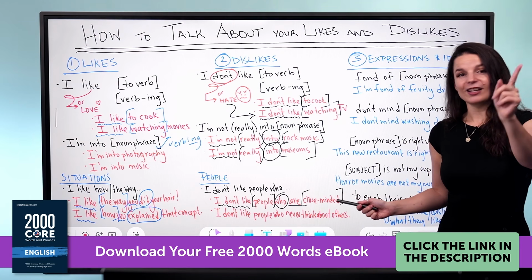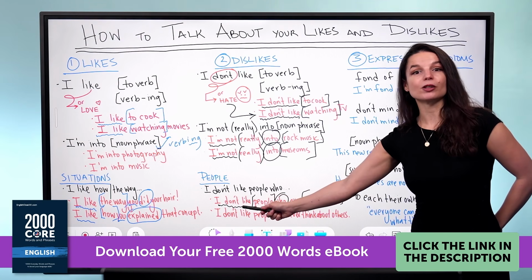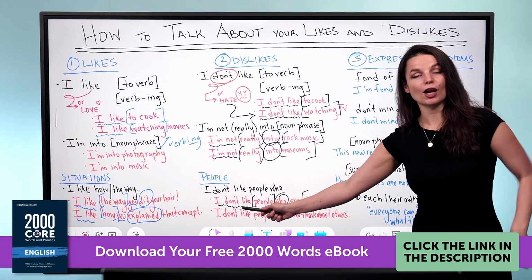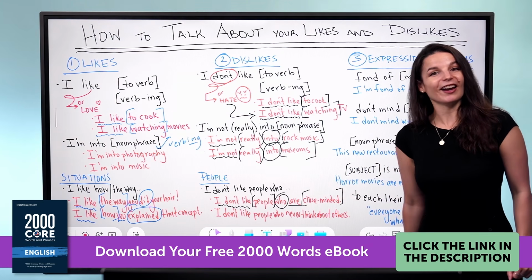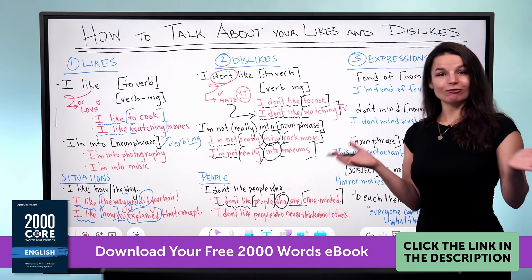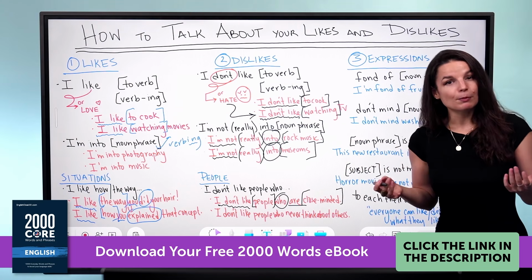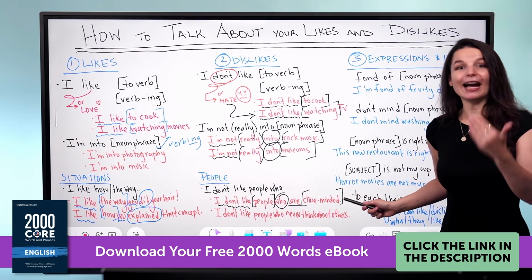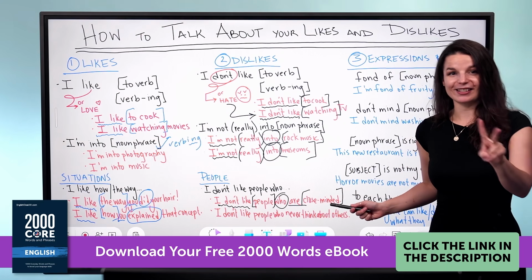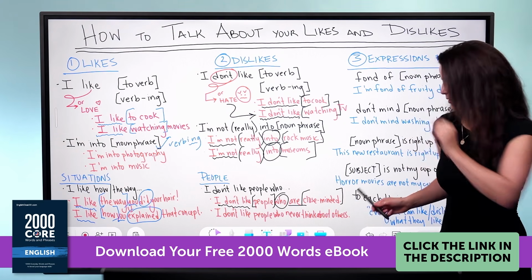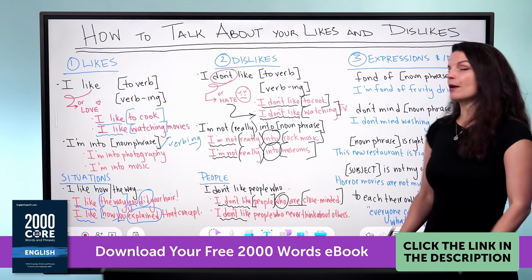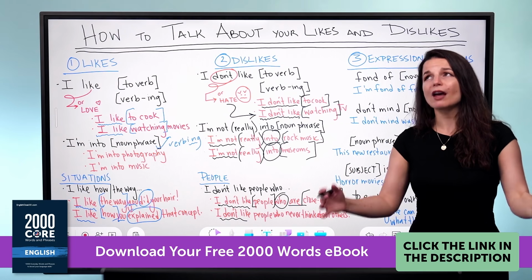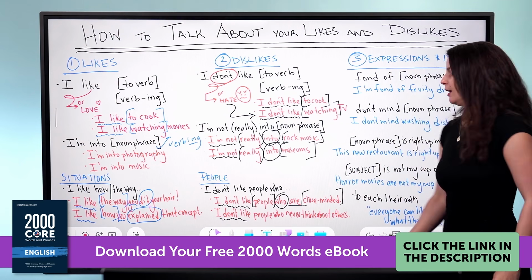Okay? And of course, you can change this to the positive by removing don't. So, I like people who are kind, or I like people who are funny, right? So we can use this pattern to talk about personalities that we like and dislike. Let's look at the second example of this. I don't like people who never think about others. Okay? Let's break this one down.